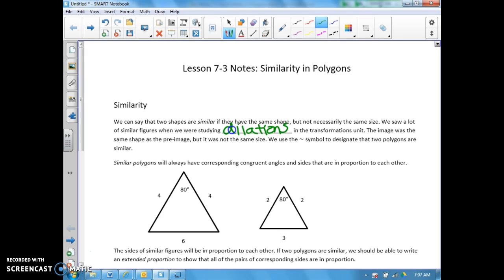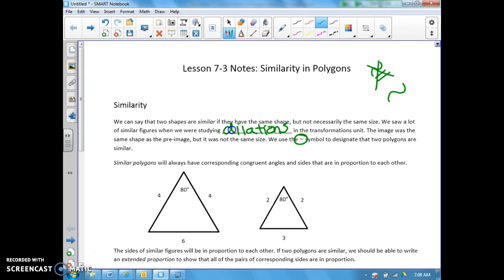in our transformations unit. If you remember, the image was the same shape as the pre-image, but it was not the same size. We use the tilde symbol to designate that two polygons are similar. Remember, that is different than the congruent symbol that we use to designate two polygons to be congruent. Not this time, we're using the tilde symbol. Similar polygons will always have corresponding congruent angles and sides that are in proportion to each other. So let's take that in two pieces.